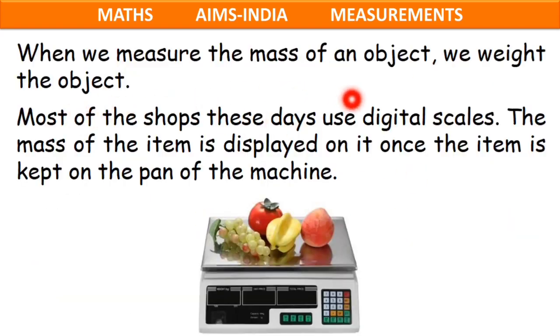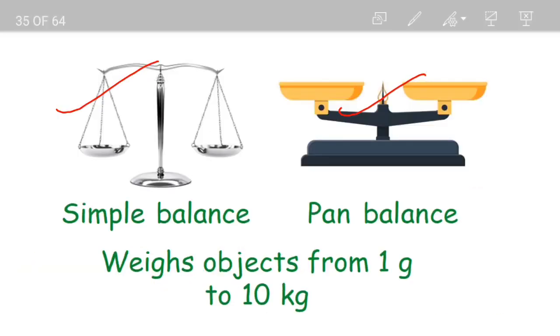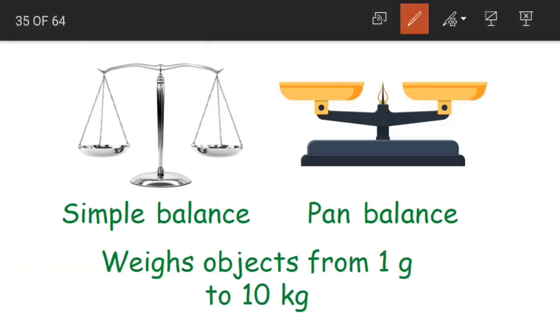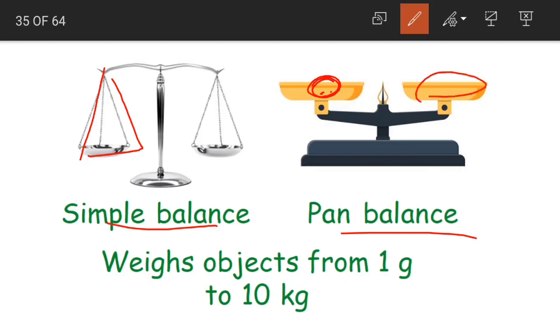Now when we measure the mass of an object, we weigh the object. Most of the shops these days use a digital scale. The mass of the item is displayed on it once the item is kept on the pan of the machine. If you recall, both the simple balance and pan balance work in the same way. What should we do? We should put the weight in one pan, and in the other pan we put the objects that we want to weigh. Yes, so we have to balance these two plates so that the weight will be equal.